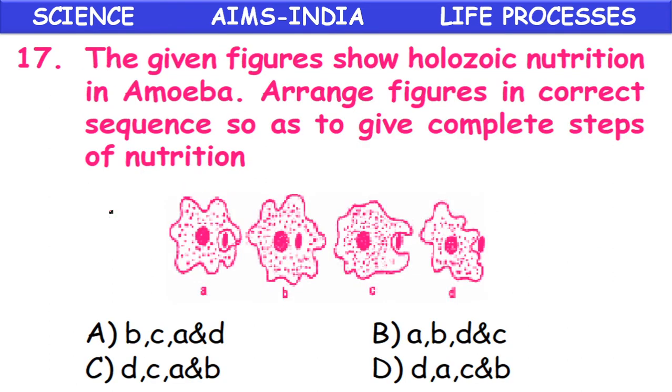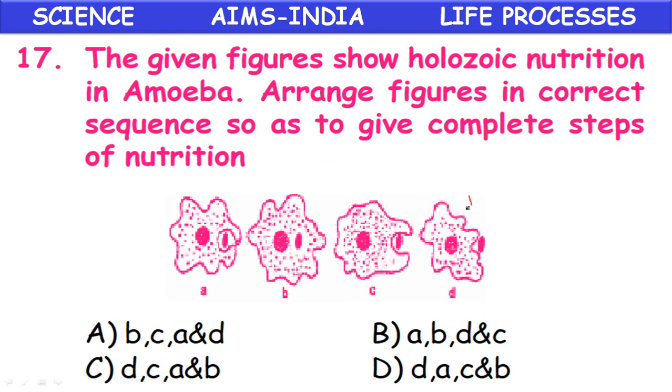The given figure shows holozoic nutrition in amoeba. Arrange the figures in a correct sequence so as to give complete steps of nutrition. Here A, B, C, D are given images. We have to arrange in correct order. Okay. So, which one comes first? Let us number it so that you can easily arrange them. The first, it surrounds the food material, prey.